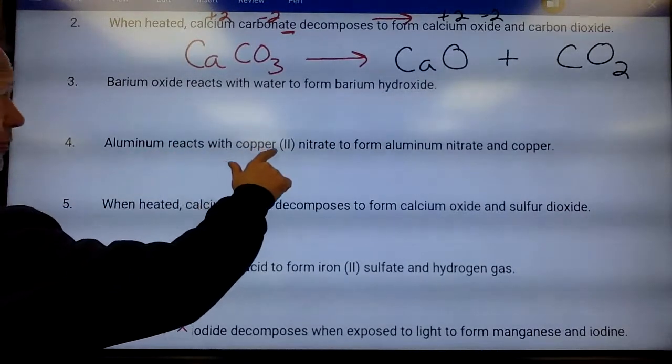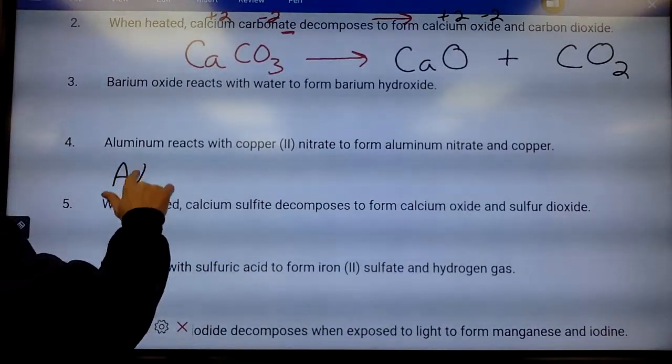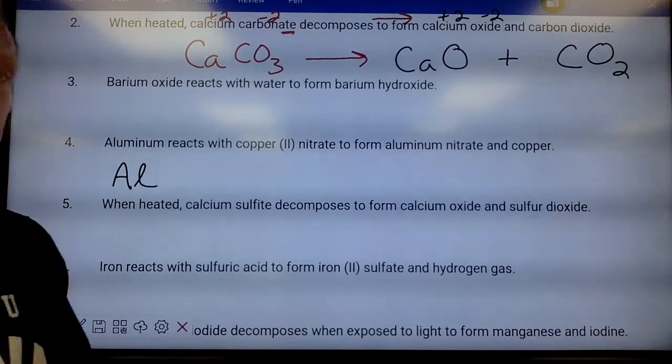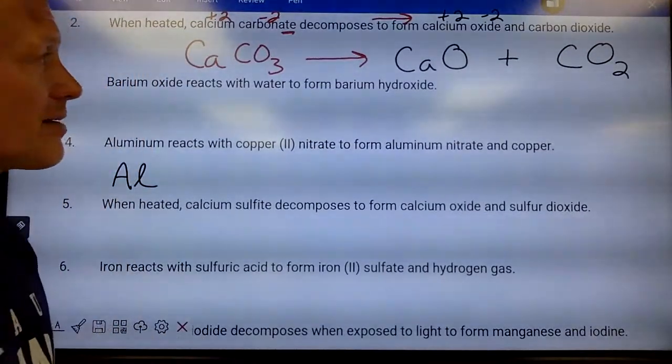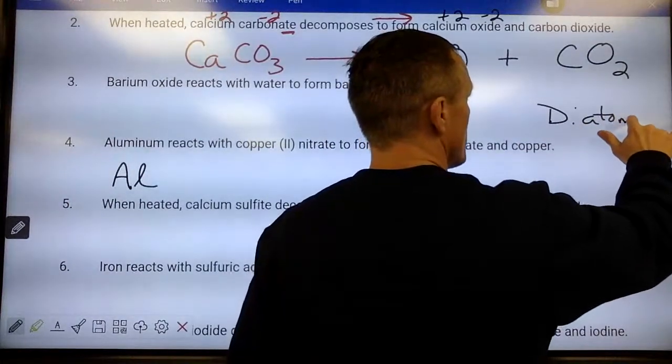Aluminum reacts with copper nitrate. So that's our reactants. Aluminum by itself, you don't have to do anything with. I should talk about the diatomic elements. You need to make a list of these. Maybe circle these on your periodic table.